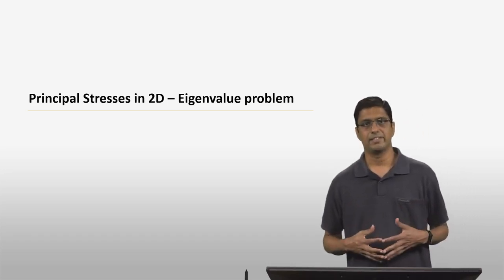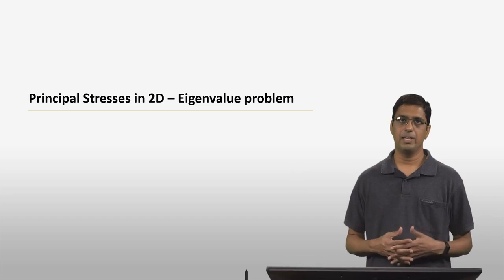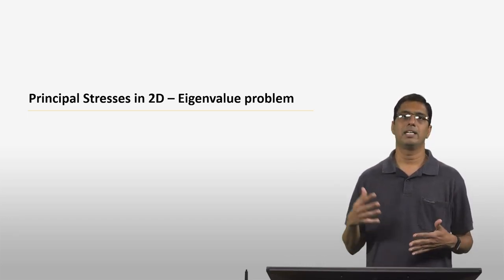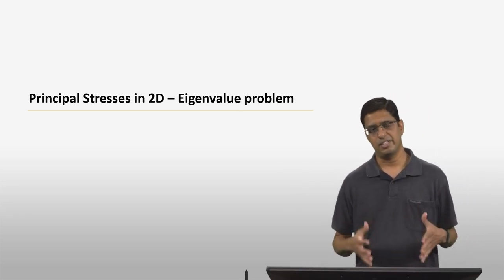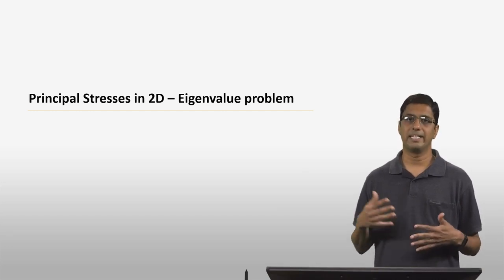So in the previous lectures, we have looked at how to transform stresses in 2 dimensions. And we also learned how to find out the principal stresses and the principal directions for 2D stress states. So in this lecture, what we are going to do is do the same problem, but using a slightly different approach.